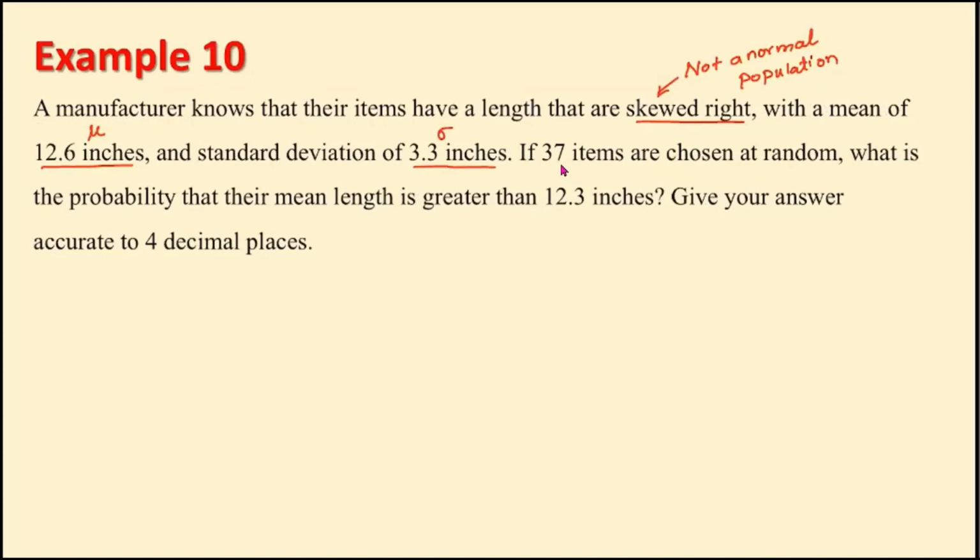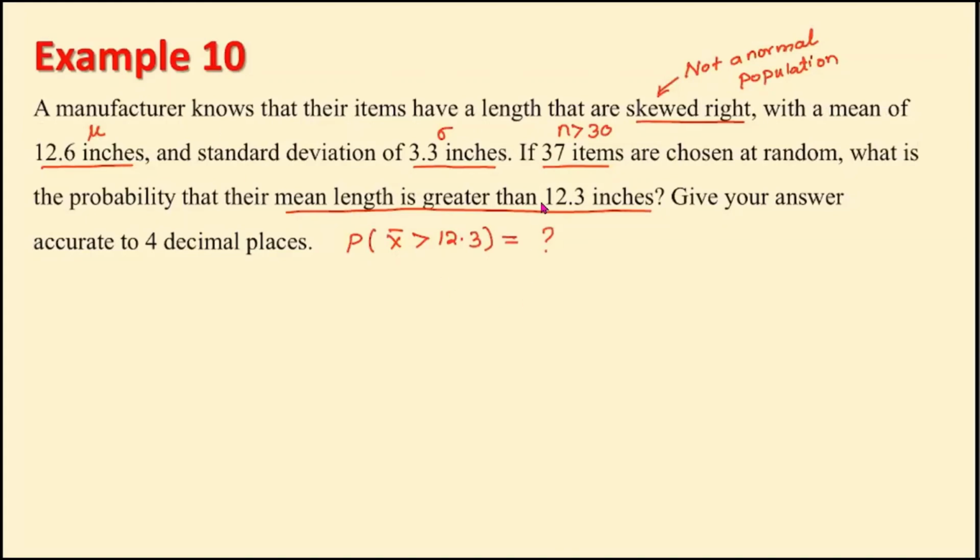3.3. If 37 items are chosen at random, this is the sample size n, which is greater than 30. What is the probability that their mean length, we are not talking about the length, look here, their mean length is greater than 12.3 inches? So we want the probability that the average is greater than 12.3 inches. So what is this equal to?